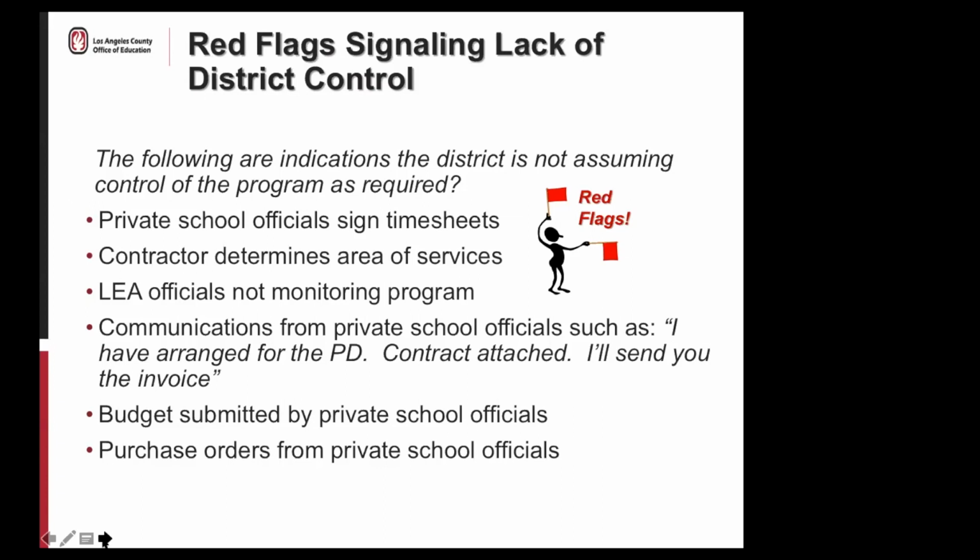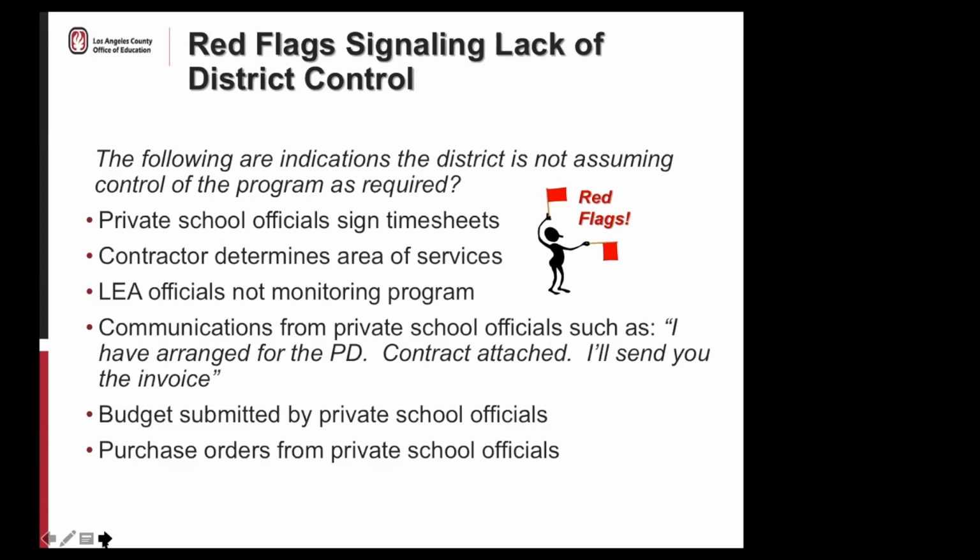Another red flag is the contractor determines the areas of service. Contract says, oh, we'll do some services in this area, and we've talked with the private school and we know what they need here. And it's no, the private school consults with you. You identify what the areas of service are. Another red flag is the LEA is not monitoring the program. Who is someone going out there? How do you know what's going on? What process do you have to monitor?